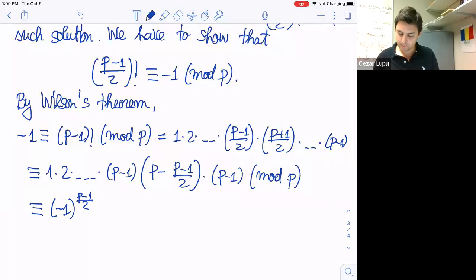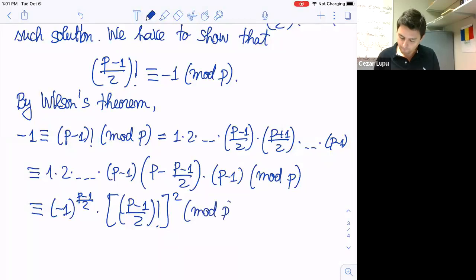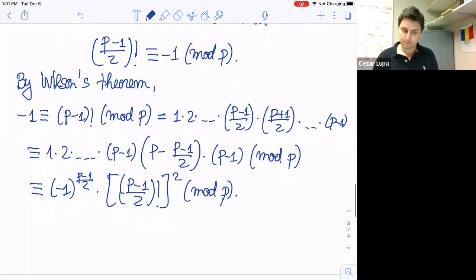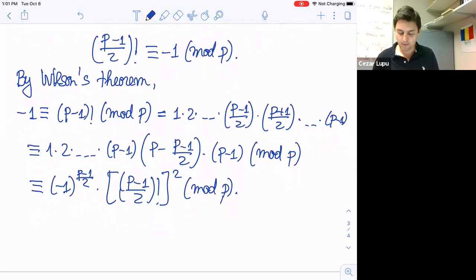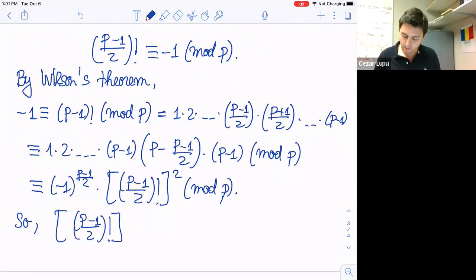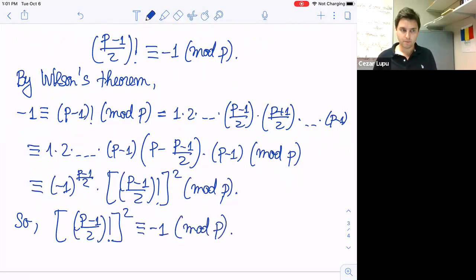By Wilson's theorem, times this guy, p minus 1 over 2 factorial squared mod p. Okay, so there you go. So p minus 1 factorial, p minus 1 over 2 factorial squared is nothing else than just negative 1 mod p. And indeed, this equation has a solution.